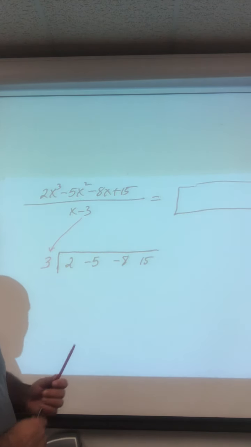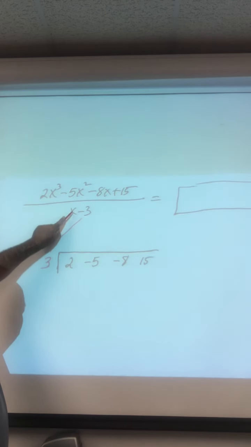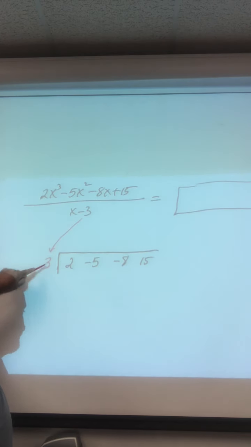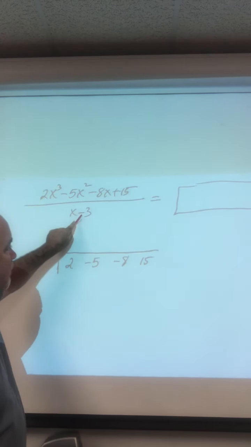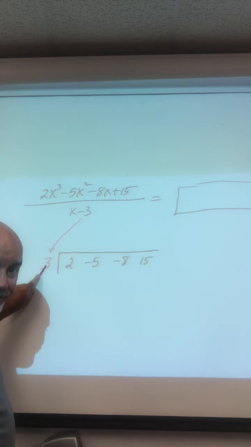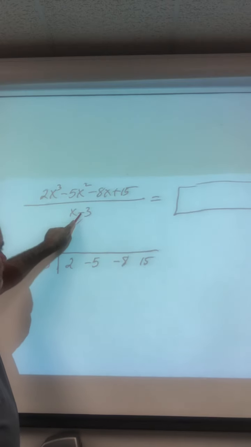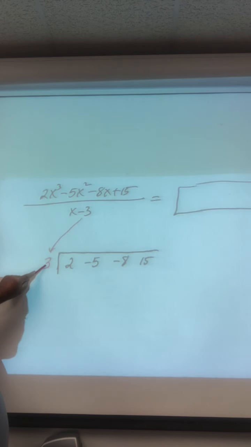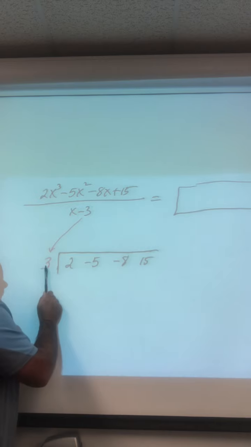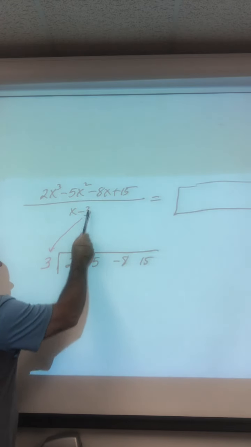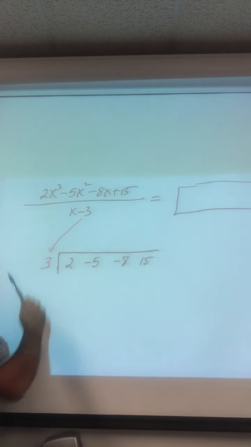So let me bore you with a couple of repetition things. If this is x minus 5, plus 5; x minus 1, plus 1; x minus 12, plus 12. But if it's x plus 4, negative 4; x plus 10, negative 10; x plus 23, negative 23. That's the only sign you take the opposite of. This number comes from the opposite of what's behind that x.